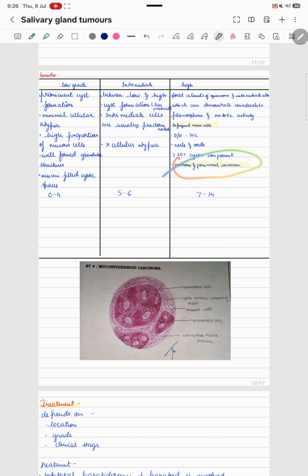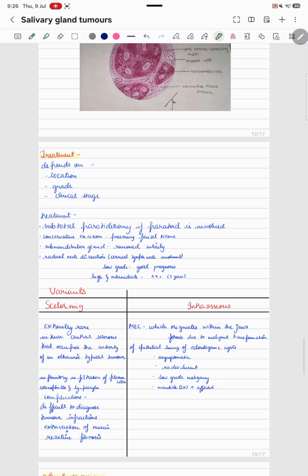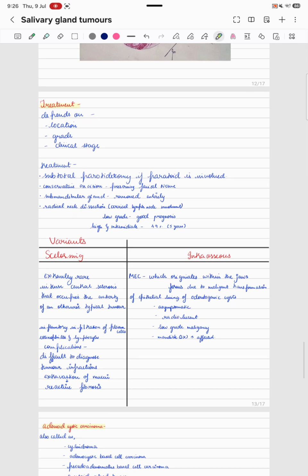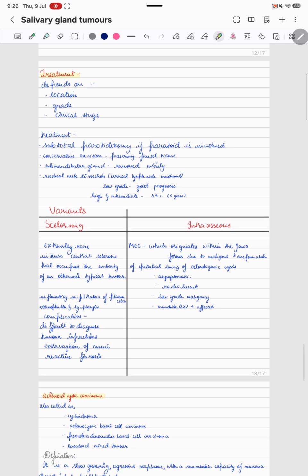This is very important. Now what is the treatment? Treatment depends upon the location, grade, and clinical staging. Okay, if the location is parotid, then parotidectomy is done, and conservative excision is done if the facial nerve is preserved. If submandibular gland is involved, removal of the entire gland is done. Radical neck dissection if neck is involved. Low grade, good prognosis. High grade, 5-year survival chance.